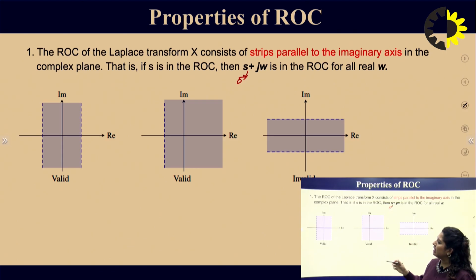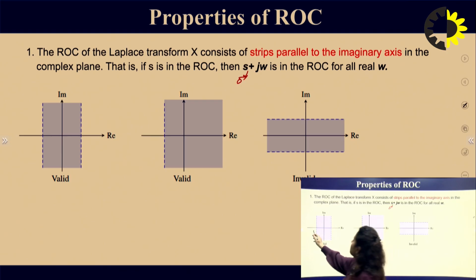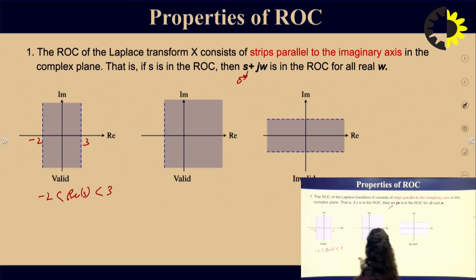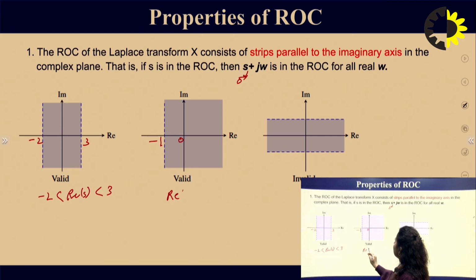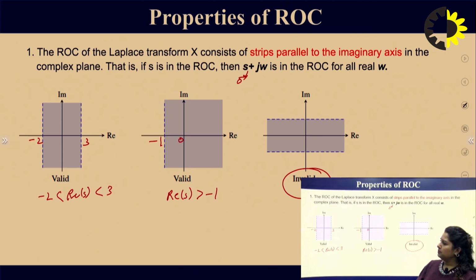In the first figure we have a strip which is a valid ROC, suppose it is minus 2 and this is 3. So, here it is real of s greater than minus 2 and less than 3. The second one is also valid, suppose it is minus 1 and this is real of s greater than minus 1. The third is not a proper ROC region, because the strips are parallel to the x-axis. In the case of the ROC, the strips are always parallel to the y-axis. So this is an invalid type of ROC.